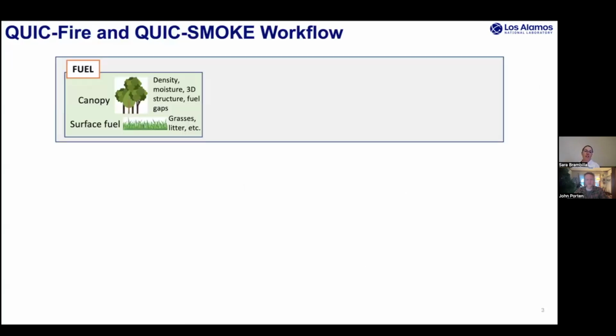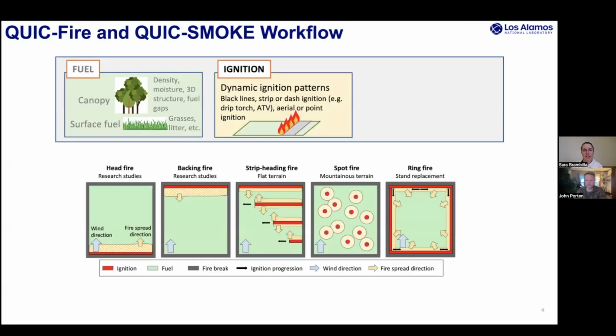So QUIC-Fire and QUIC-SMOKE, they start input-wise from fuels. And from that, we mean that we need a 3D representation of your fuel. And that includes both surface fuel and canopy. And here in particular, we need to see if there is a separation between a surface and a canopy. As you can imagine, just a bed of pine needles, fire on those beds, it may never spread to a canopy if there isn't any ladder fuel. So the 3D description is very important to understand where the fire stays, where it spreads, and at what intensity.